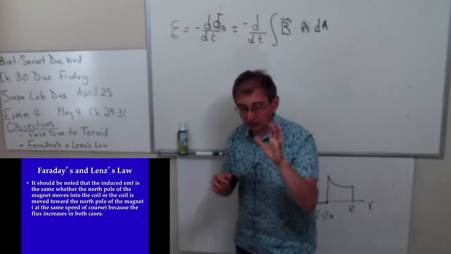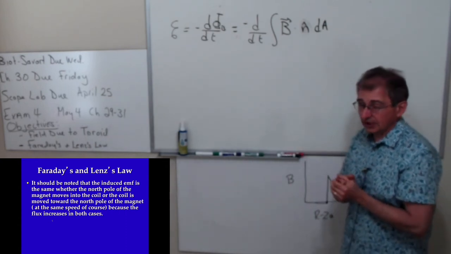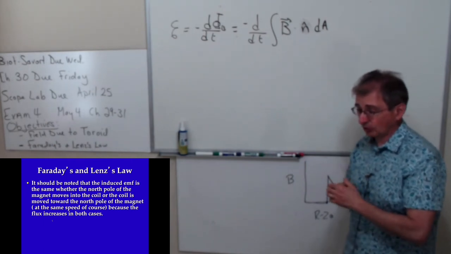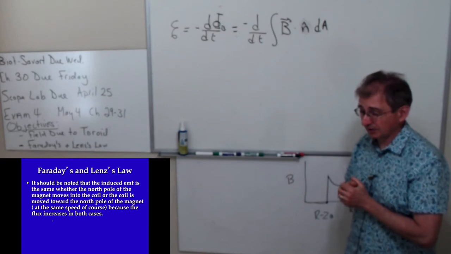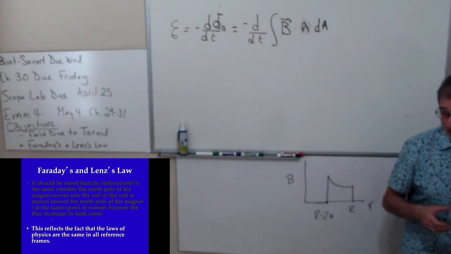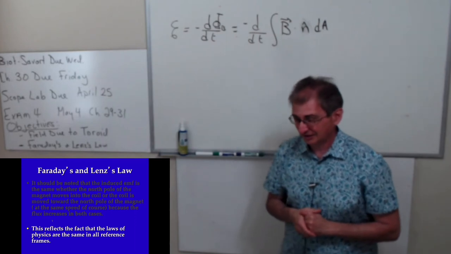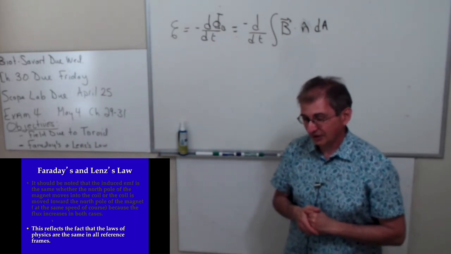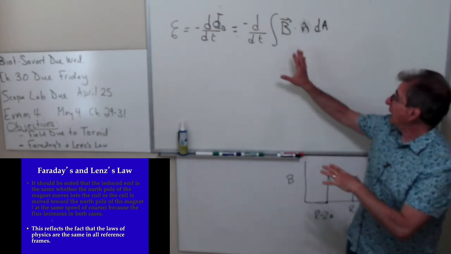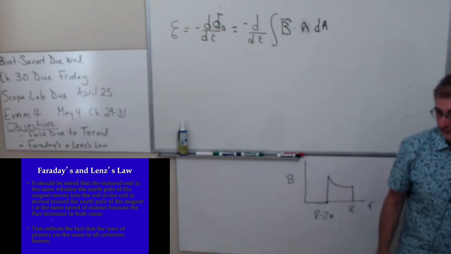So one of the things to note is that in the examples I've done so far with the magnet, you should get the same result whether the north pole of the magnet moves into the coil or the coil moves towards the north pole of the magnet, because the laws of physics have to be the same in all reference frames. It turns out that this law is actually relativistically correct. And you'll see that when I talk about the two different ways this comes about.